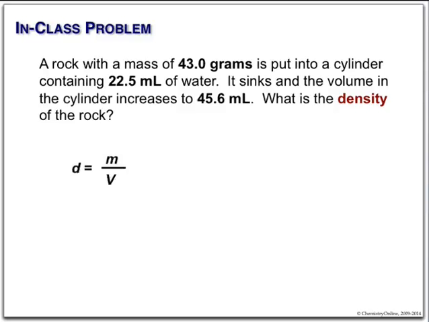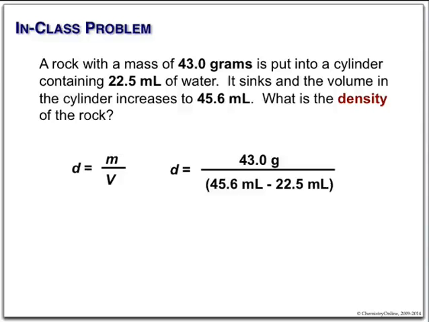All right, density is mass per unit volume. Our mass, well, we know that, it's 43 grams. Our volume is the amount of water that was displaced. Therefore, we started at 22.5, we wound up at 45.6. That difference gives us the volume of our water. Do our simple calculation.